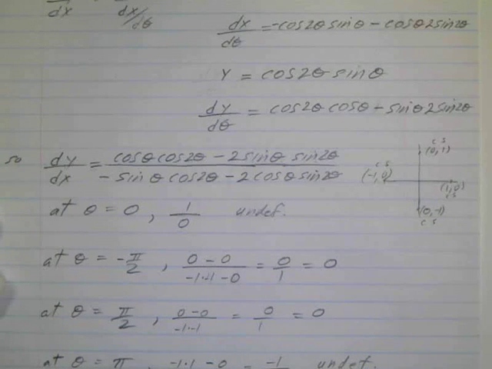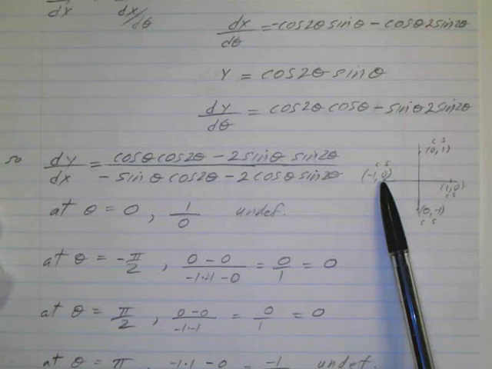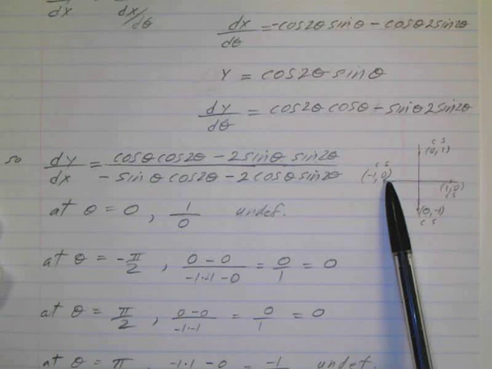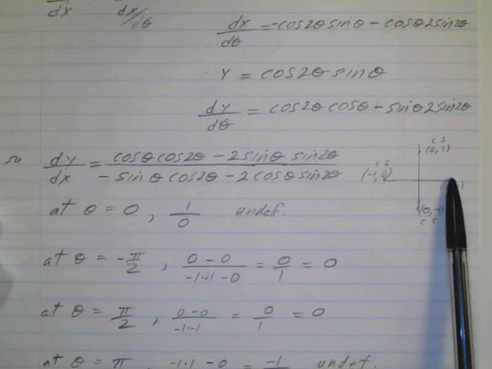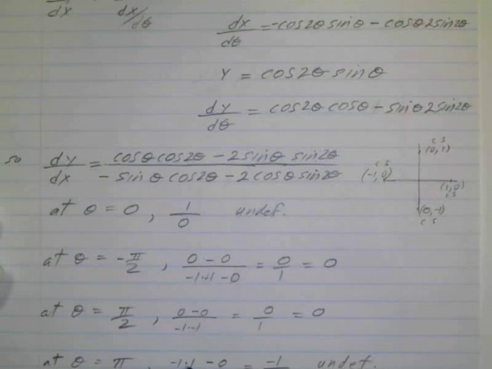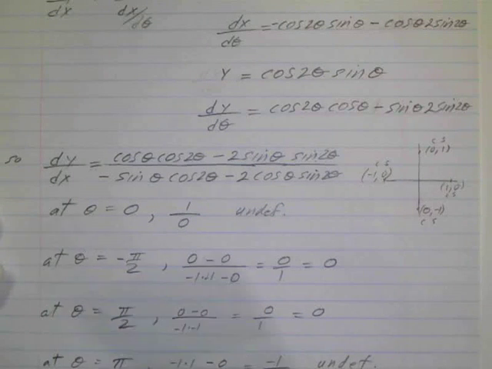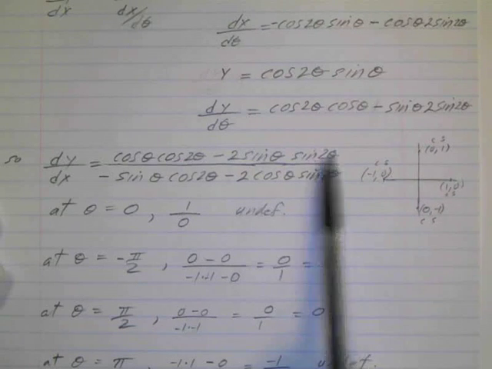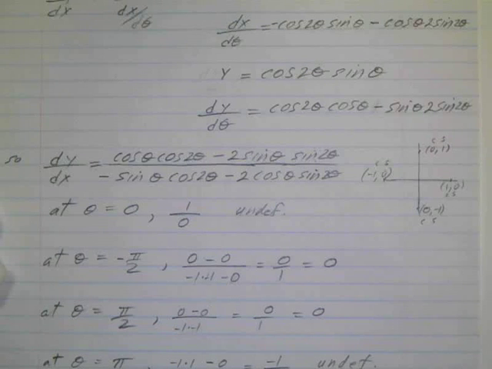So let's look at the last one, pi. So this is pi. And what's the cosine of pi? Cosine of pi is negative 1. And then the cosine of 2 pi goes all the way over here, and that's 1. So that's negative 1 times 1. And then negative 2 times the sine of pi. The sine of pi is 0, so that's going to zero out. Don't have to worry about the other factor because if one factor is 0, the whole thing is 0.